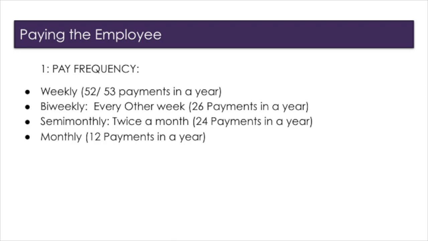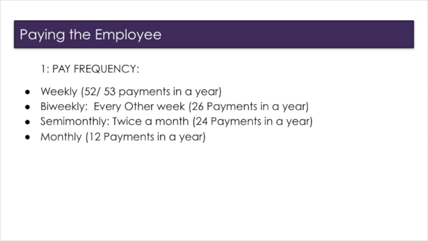So if it's bi-weekly, then it means every other week, and the employee gets 26 payments in a year. Under semi-monthly pay frequency, the employee is paid twice a month, which means 24 payments in a year, and monthly means 12 payments in a year.